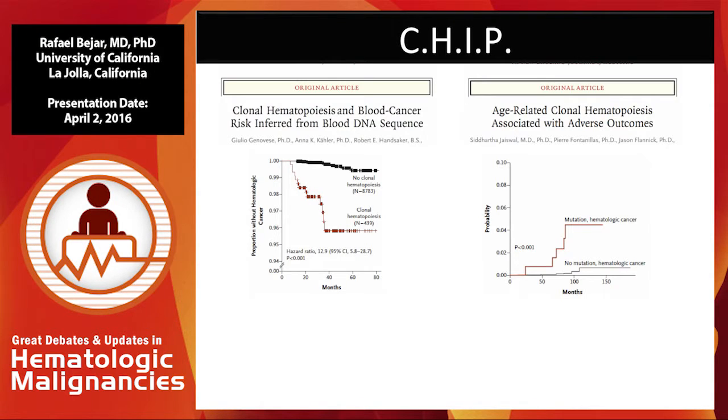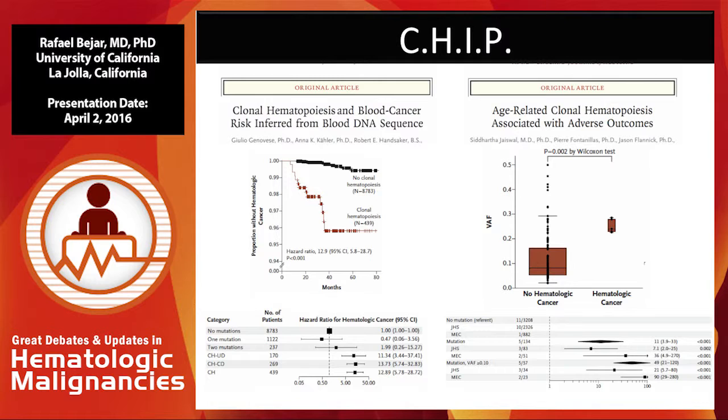Now, one feature that was interesting was that if you look at those individuals that did develop a hematologic cancer, their mutations tended to be more abundant. They tended to be responsible for a greater proportion of their total hematopoiesis. So keep that in mind as we go forward.